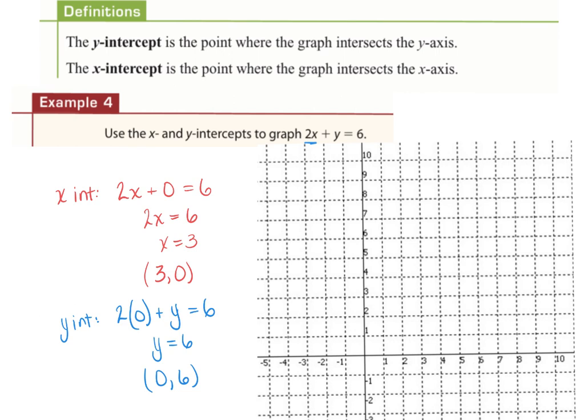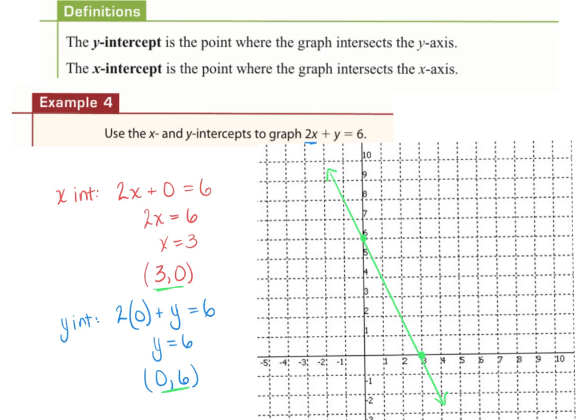So I'm going to graph these points. 3, 0, that happens right here. 0, 6, that happens right here. And so if I connect those 2 points, I have the graph of my line. So another way to graph is to use your intercepts, specific points on the line. And I will say when it is in standard form, ax plus by equals c, I always graph this way.